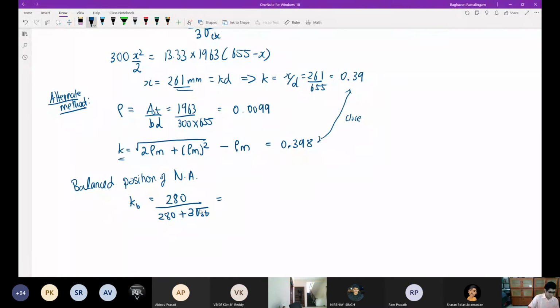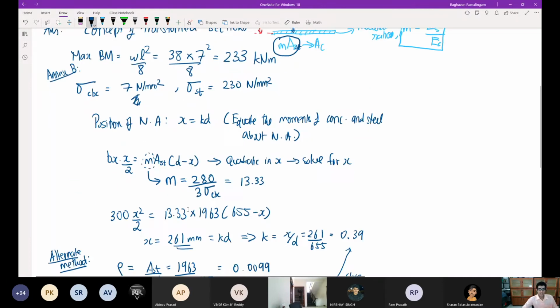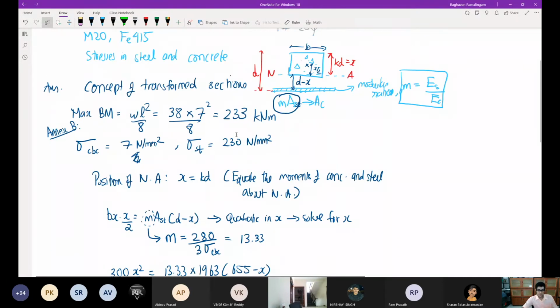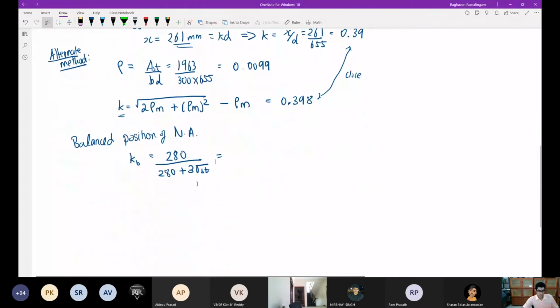Sigma st is shown somewhere above. How much is it? 230 Newton per millimeter square. Using this, you can find out what is kb. How much is kb? 0.29. 0.289 or 0.29, whatever. This is what we get.